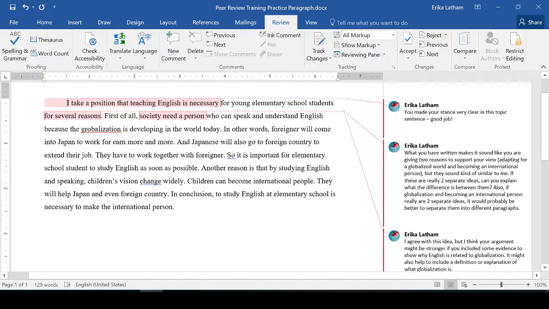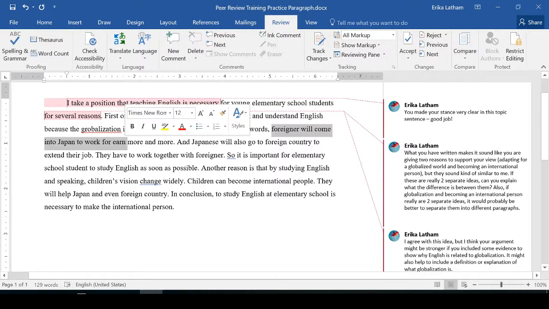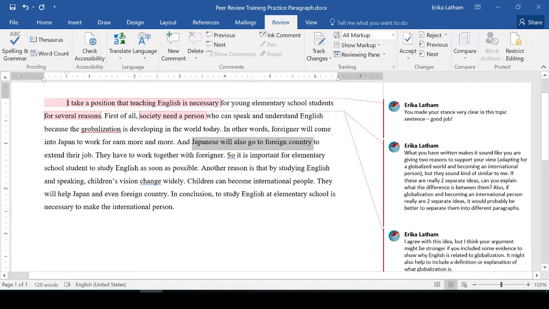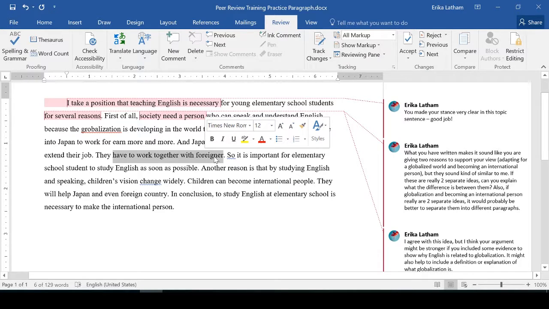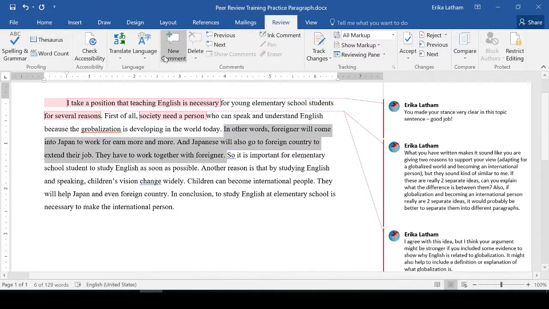"In other words, foreigner will come into Japan to work for earn more and more. And Japanese will also go to foreign country to extend their job. They have to work together with foreigner." That last sentence is really short compared to the others. And actually, all three of those sentences seem related to me because foreigners coming into Japan and Japanese people traveling outside of Japan are just different ways that Japanese people work with foreigners. So let me write that down.